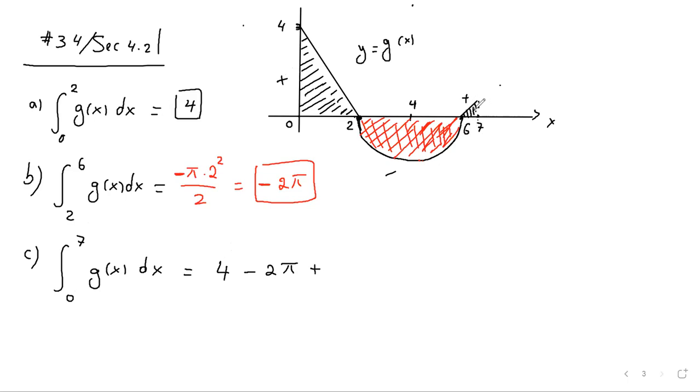this triangle here above the x-axis, which is height of 1, base of 1, and that's going to be, folks, 1 times 1 over 2, so it's going to be plus 1/2. So the area will be 4.5 minus 2 pi, or if you want to write it, 9/2 minus 2 pi. So that's going to be the area, folks. The integral from 0 to 7. Again, we're looking at signed area. So the one above with a plus, the one below with a minus, again, the one above with a plus.